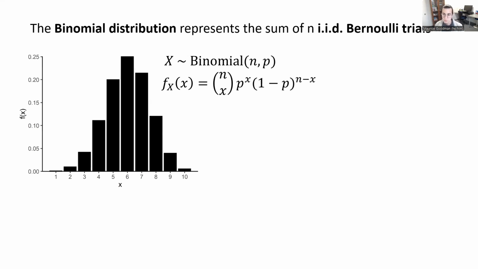A closely related distribution is the binomial, and it represents the outcome of n independent Bernoulli trials, each with a probability p. So say I asked you to flip a coin 10 times and record the number of heads, and then repeat. The number of heads in each of those 10 coin flips would be a binomial variable. As you can imagine, we can also use the binomial distribution for modeling patterns of species occurrence.